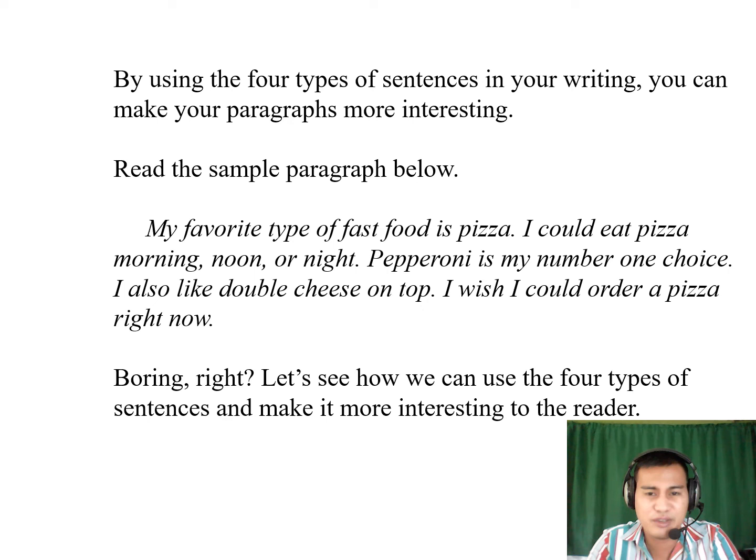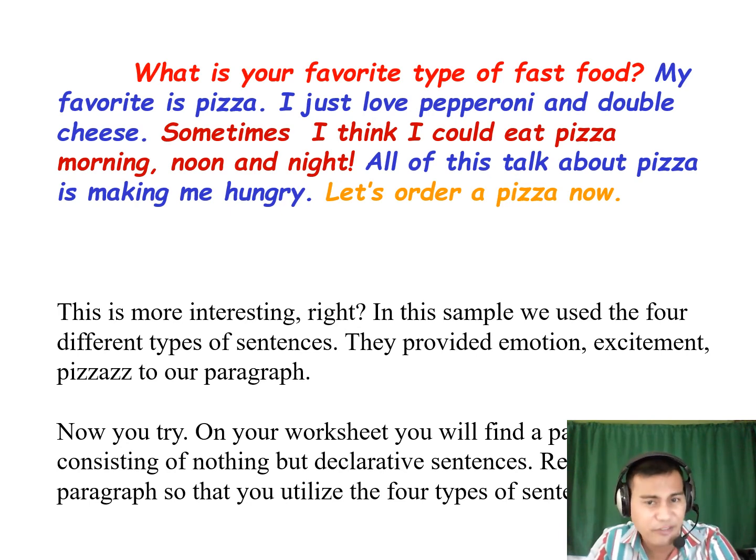So let's see how we can use the four types of sentences and make it more interesting to the reader. The only type of sentence being used here is the declarative. Let's use the others. What is your favorite type of fast food? My favorite is pizza. I just love pepperoni and double cheese. Sometimes I think I could eat pizza morning, noon, and night. All of this talk about pizza is making me hungry. Let's order a pizza now! This is way more interesting.